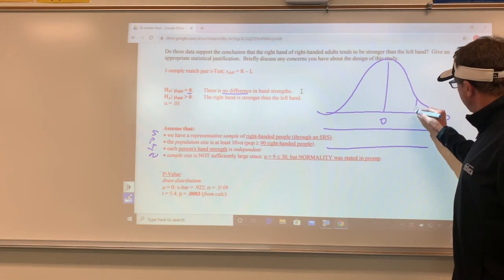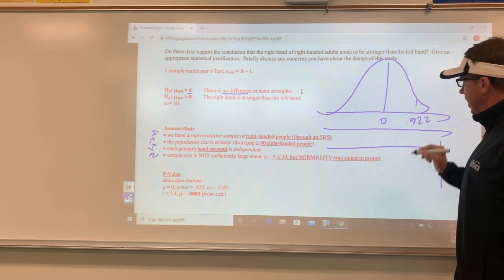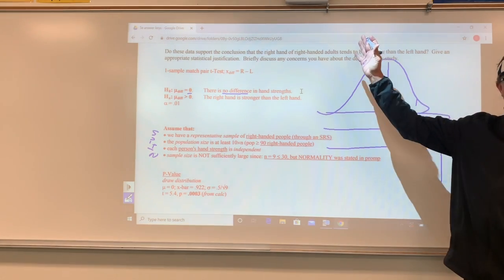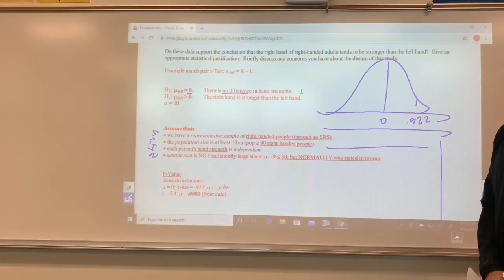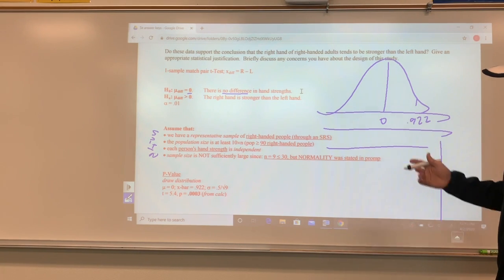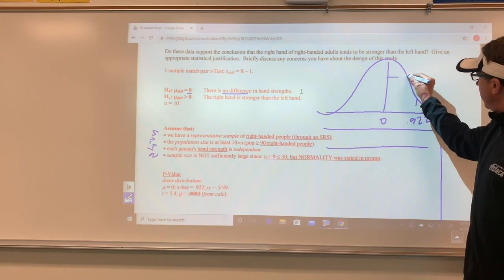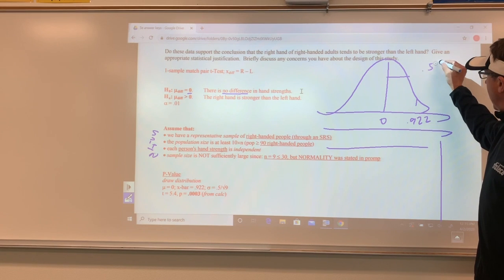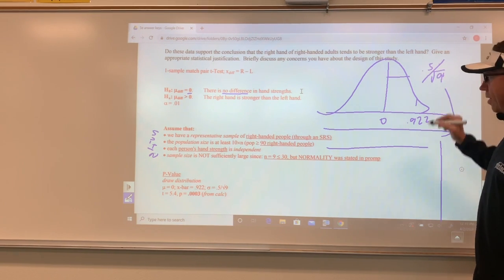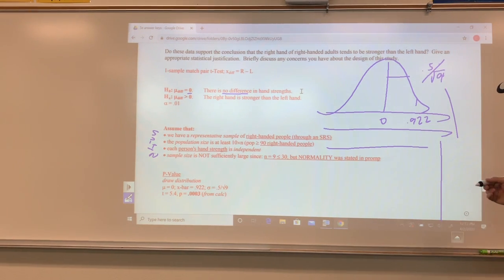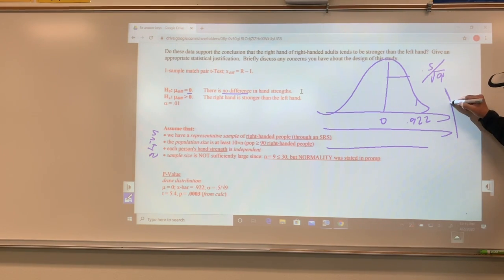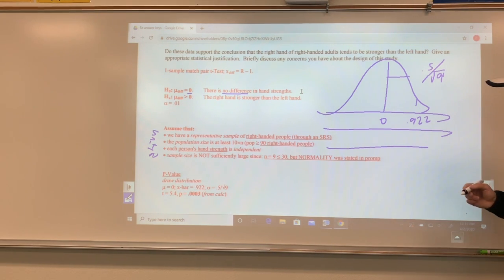0.922 was the basic difference. I think 0.9 was the rounded number in the table, but it's actually 0.922. And the standard deviation is 0.5 over the square root of 9. Now, what you're going to do is, let's see here, hold on a second. You can go ahead and punch all of this in on your calculator. So I'm going to do that now, okay?